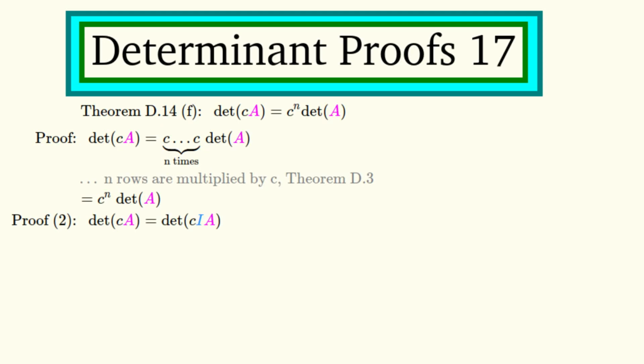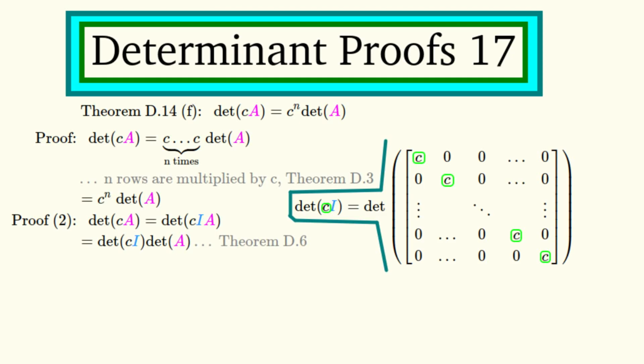We can prove this a second way by bringing in the identity matrix like this. Then we can separate out the determinant into a product of two determinants like this. So this is what matrix cI looks like. It's a diagonal matrix with all of its diagonal entries being equal to c. And the determinant of this matrix is c to the power of n. So we can evaluate this determinant, thereby getting the equation that we were after. So we've proven this part of the theorem and proven it twice.